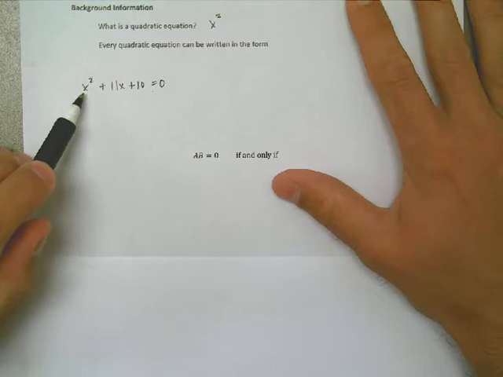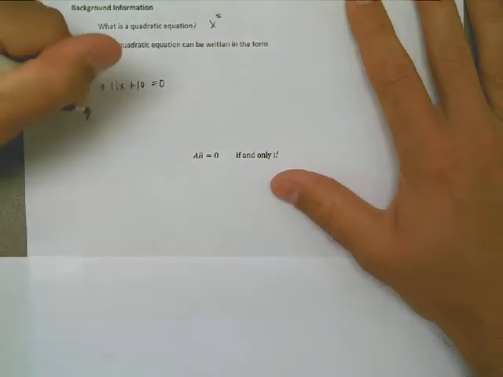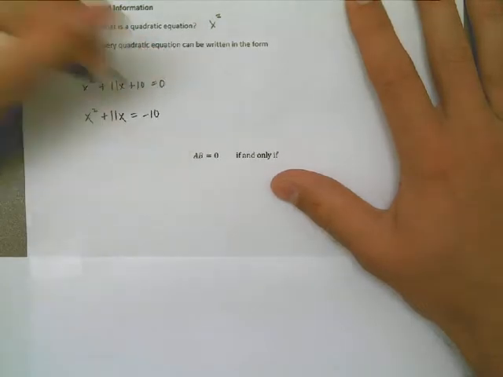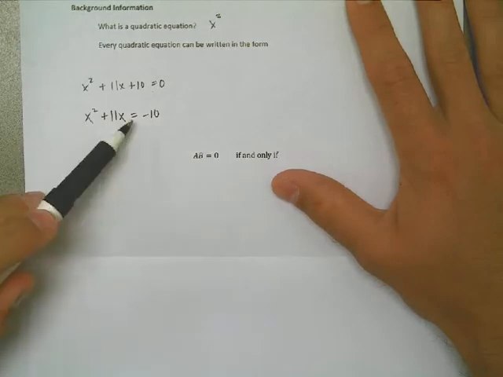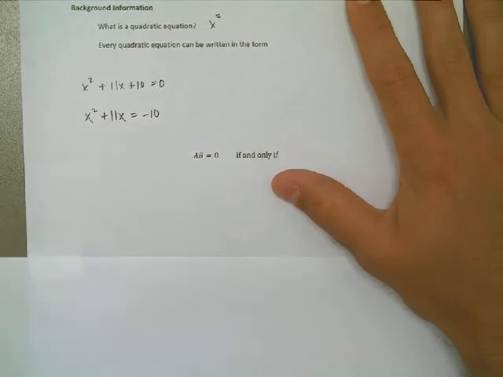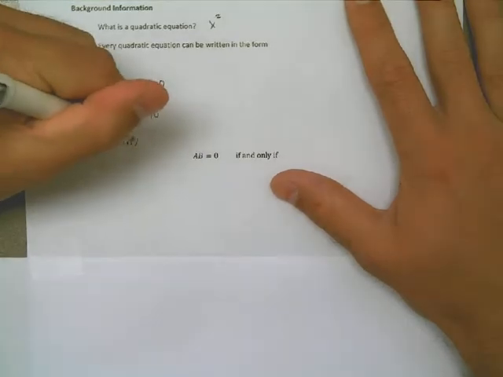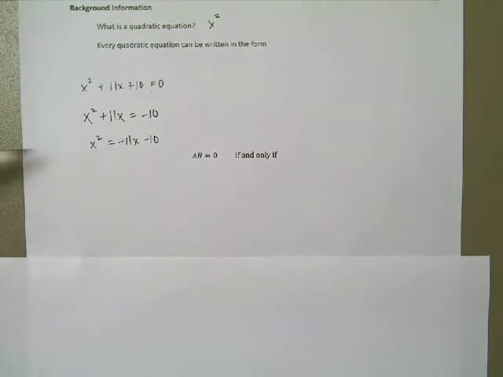I could even rearrange if I wanted to. Maybe I move that 10 over, and I say something like x squared plus 11x equals negative 10. Well, that's still going to be a quadratic equation because it's an equation and the highest power is x squared. I can move the x squared by itself if I wanted to. Maybe I do something like this: x squared is equal to negative 11x minus 10. That's still an equation, and x squared is still the biggest power. Therefore, these are all three examples of quadratic equations.